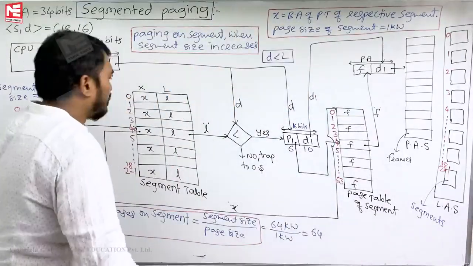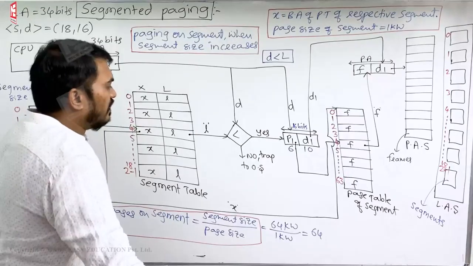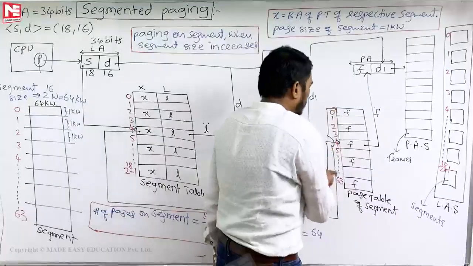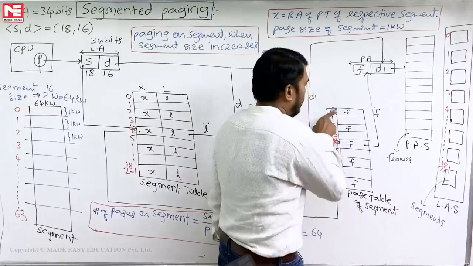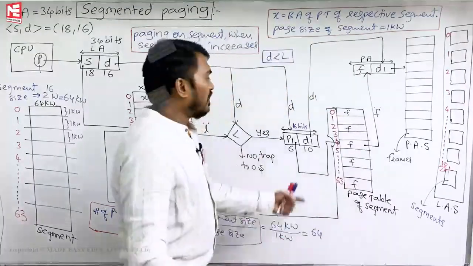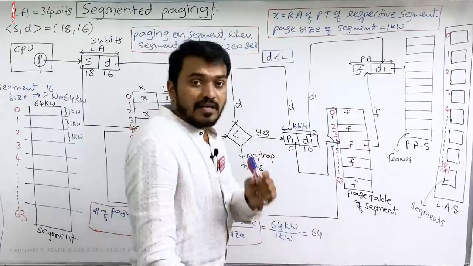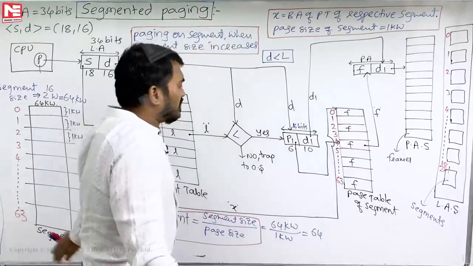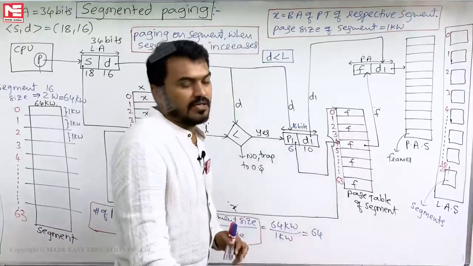So that is about the number of entries in the page table, right? That is 0 to 63. Everyone copied and wrote this, right? We are having 64 entries. So why are we having 64 entries? Because that is the same as the number of pages on the segment. So the number of pages on the segment is the number of entries here, right?